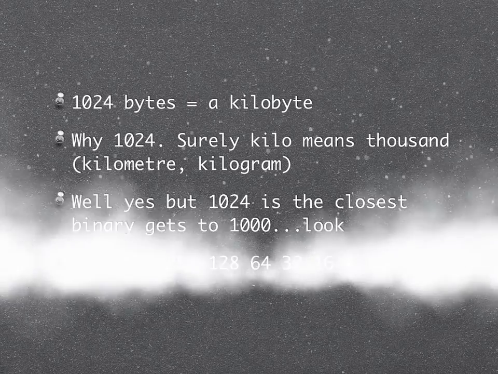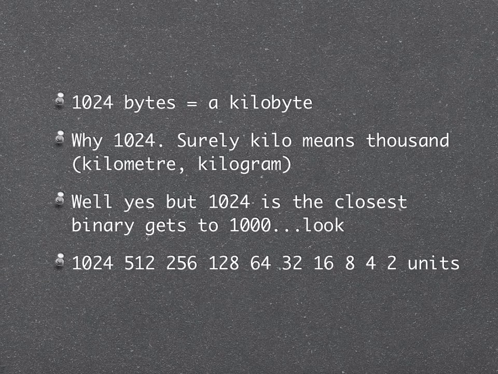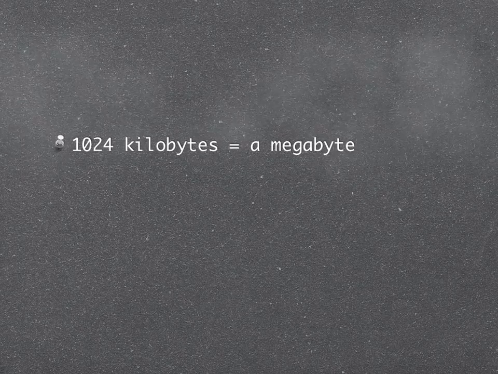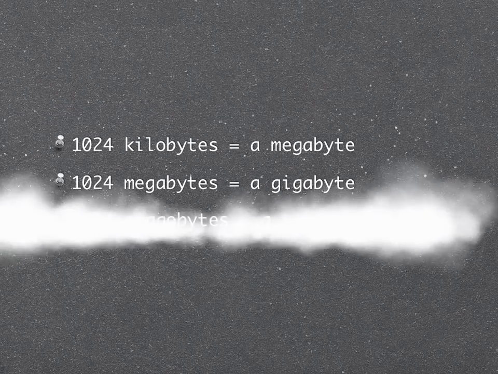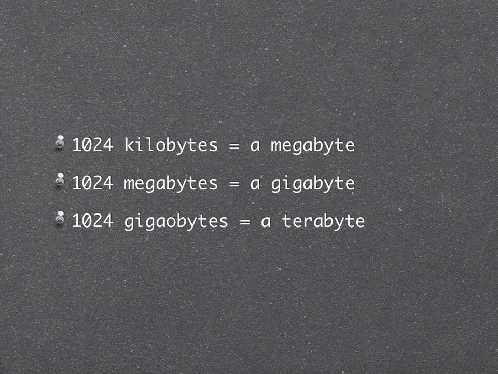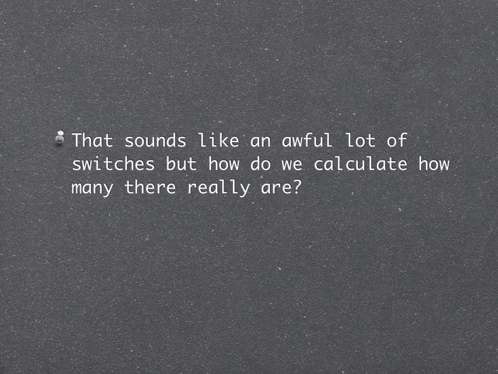Look. Units, 2s, 4s, 8s, 16s, 32s, 64, 128, 256, 512, 1024. So 1024 bytes is a kilobyte. 1024 kilobytes is a megabyte. 1024 megabytes is a gigabyte. 1024 gigabytes is a terabyte. That sounds like an awful lot of switches, but how do we calculate how many there really are?